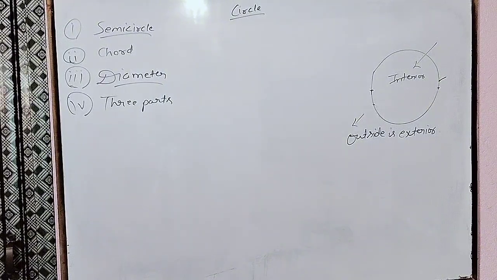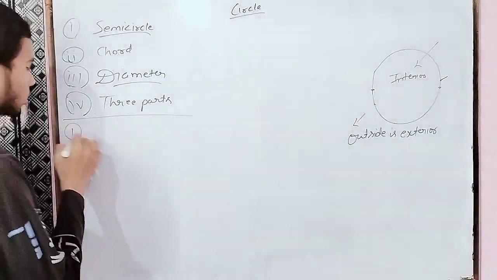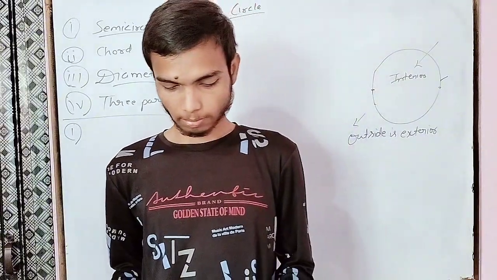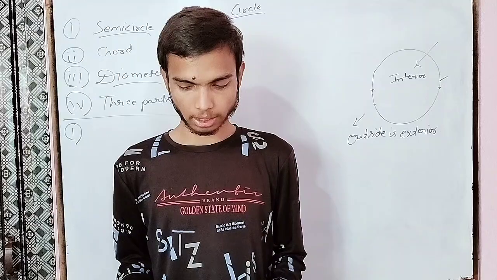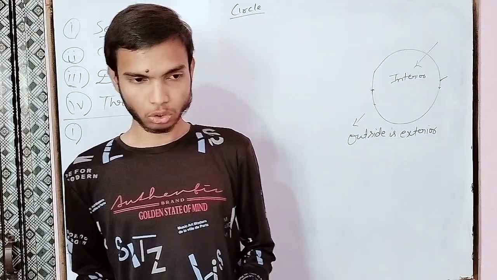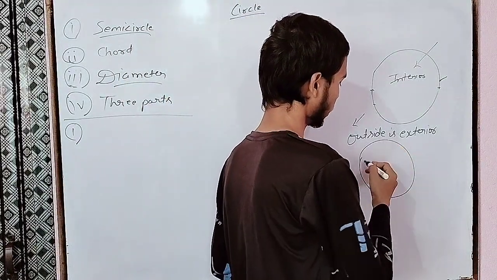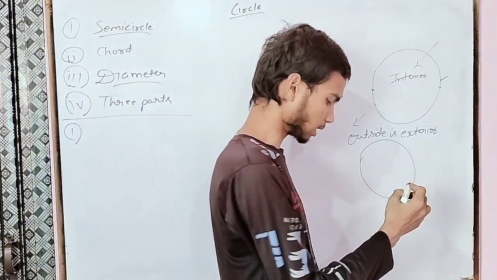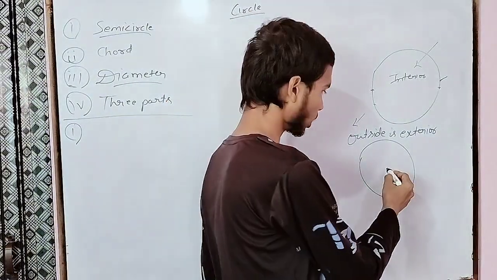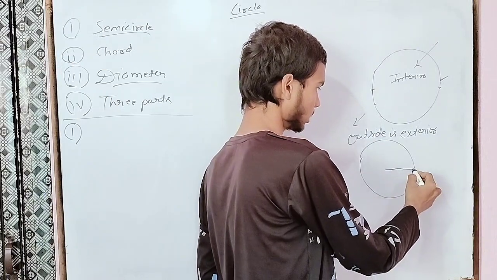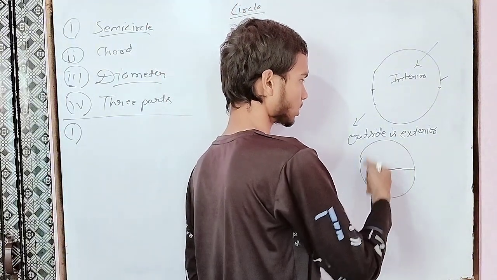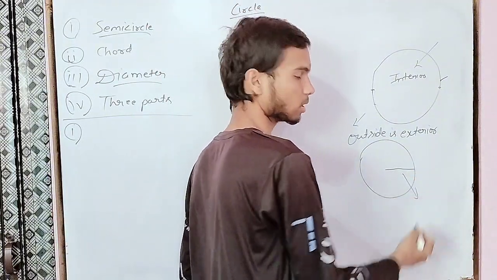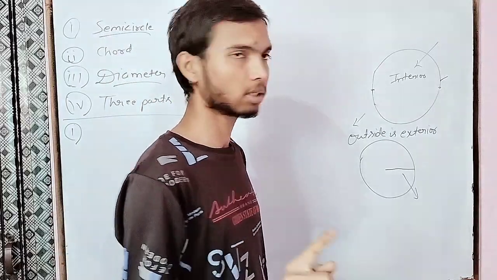Now next question. You have to tell is the statement correct or not. Line segment joining the center to any point on the circle is the radius of this circle. So it is saying a line segment joining the center to any point on the circle. What is this? This is what it is asking.